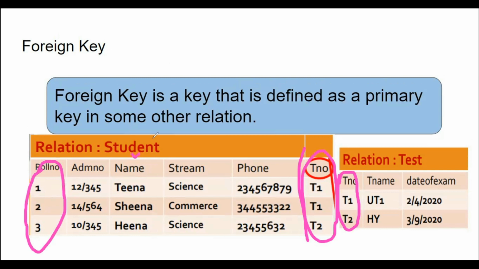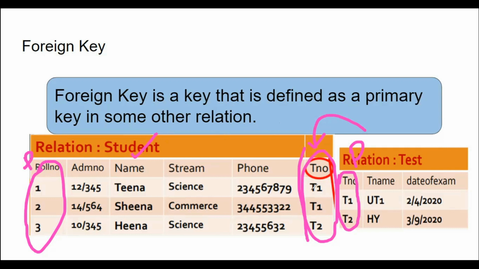For the student table, this will be the primary key. For the test table, this will be the primary key. The primary key column of the test table is present in the student table. So there is a common column present between both the tables, and it will act as a bridge between them. So that is defined as a primary key in some other relation. So a foreign key is a key that is defined as a primary key in some other relation.